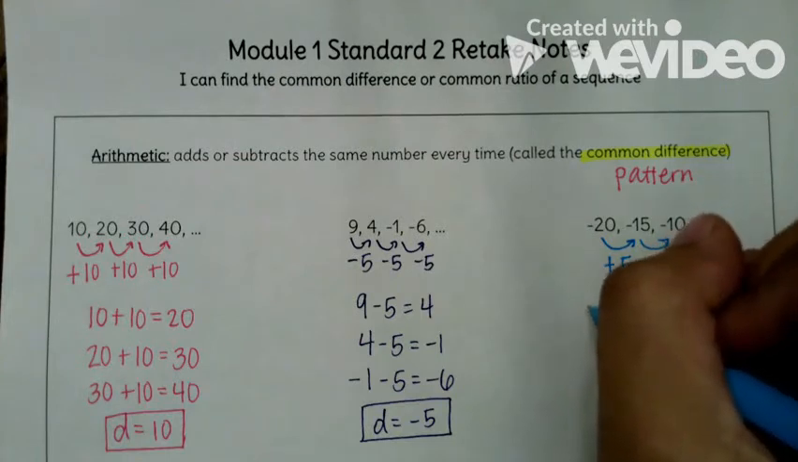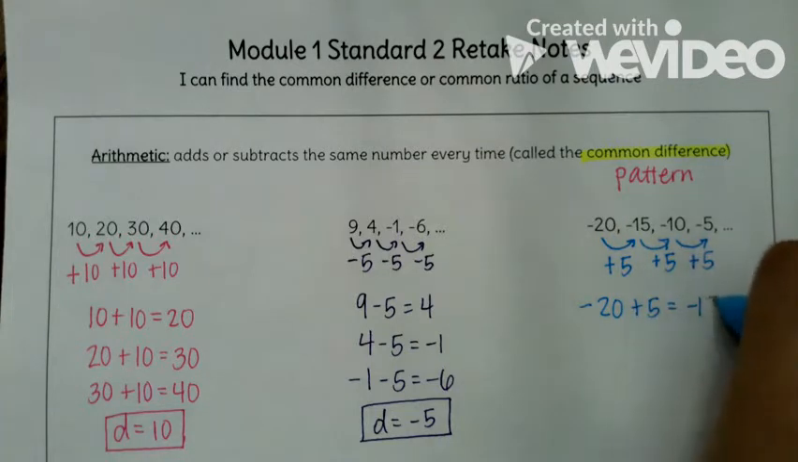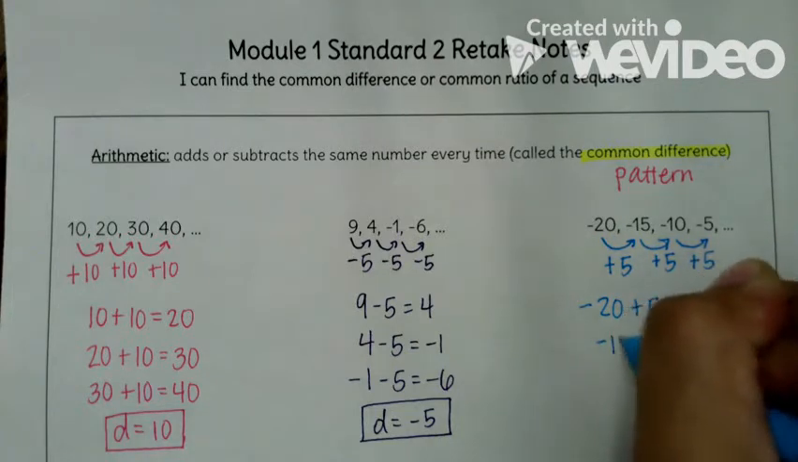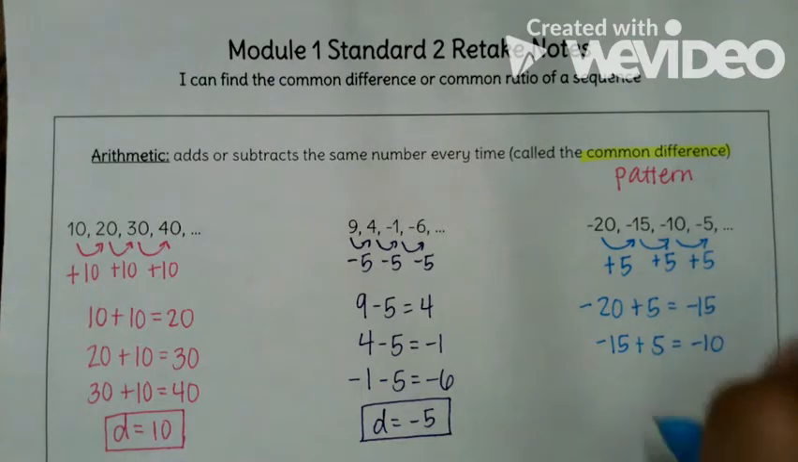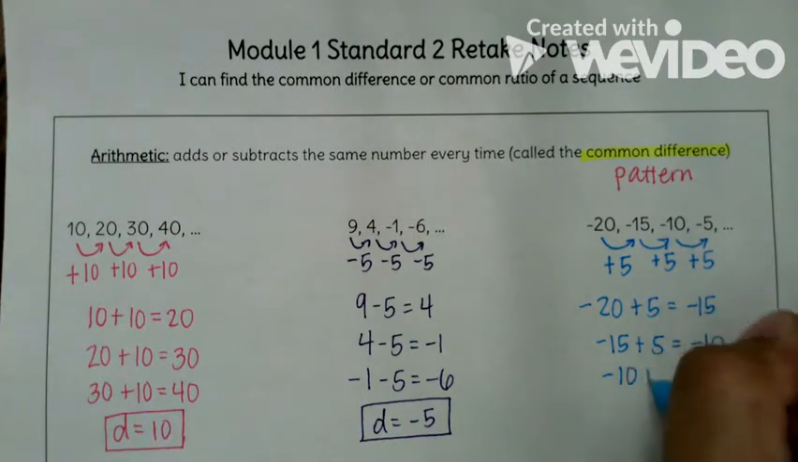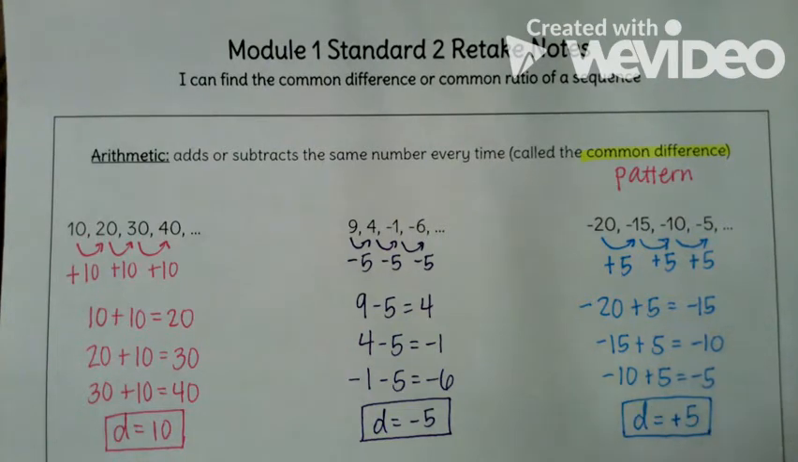And then just to double check everything, if I have -20 and I add 5, I get -15. If I have -15 and I add 5, I get -10. And then if I have -10 plus 5, I get -5, which means that my common difference D is equal to +5. Or it would just be 5, but I made a mistake.